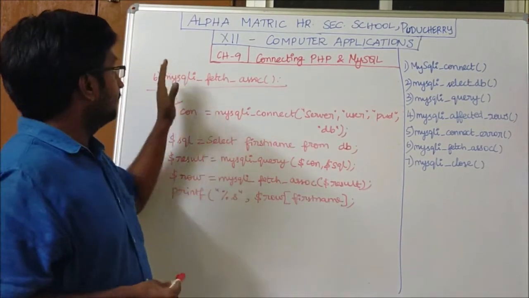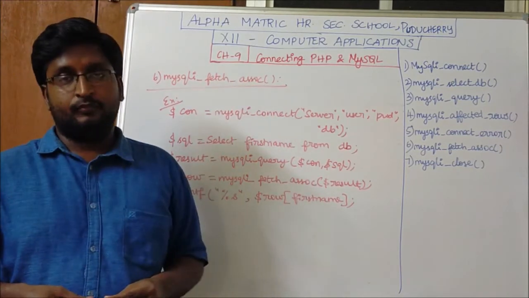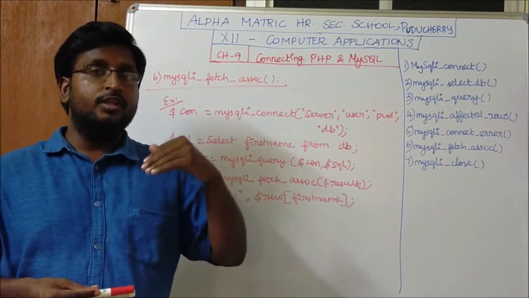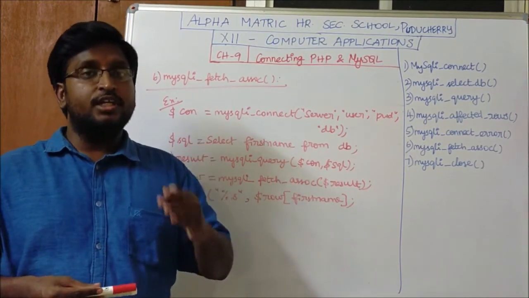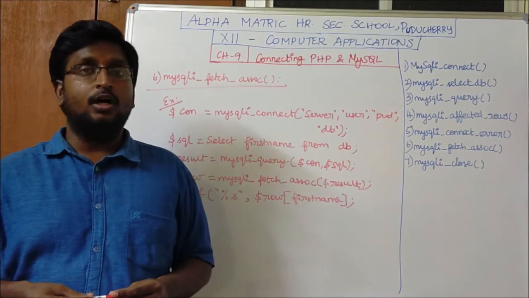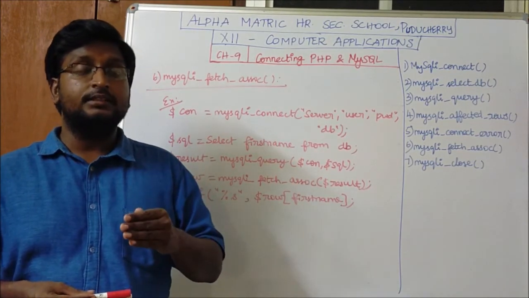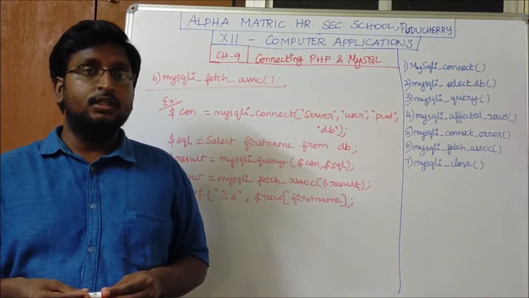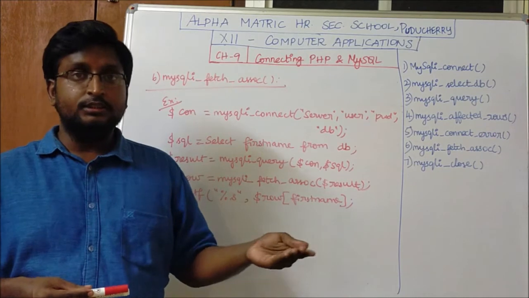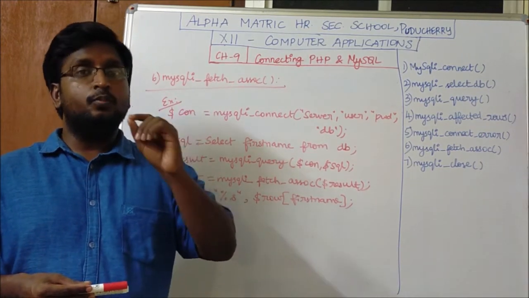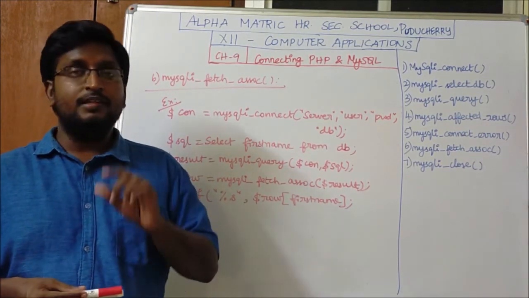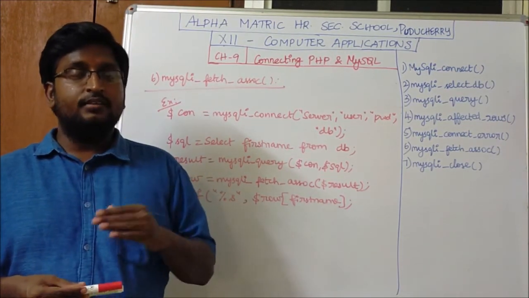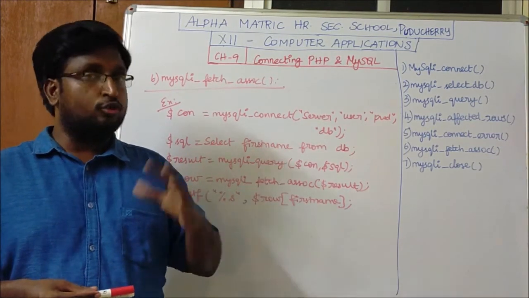Next is the MySQL fetch associate. It means that the result will be stored as an associative array, and the output will be represented as an associative array. So associative array you have learned in the previous chapters as the key value pair data structure. The value will be stored in the key, and with the help of the key the value can be accessed. Like that, the result will be stored.